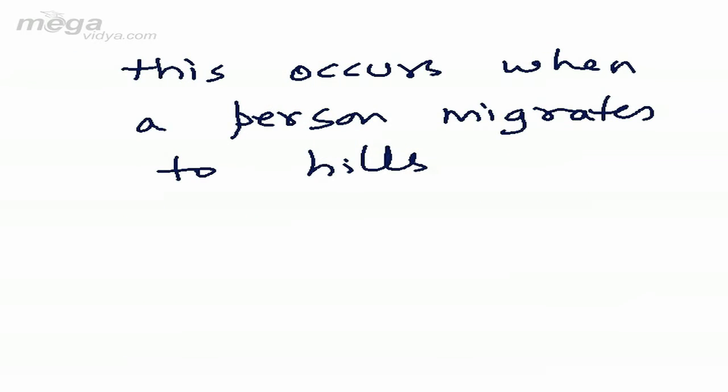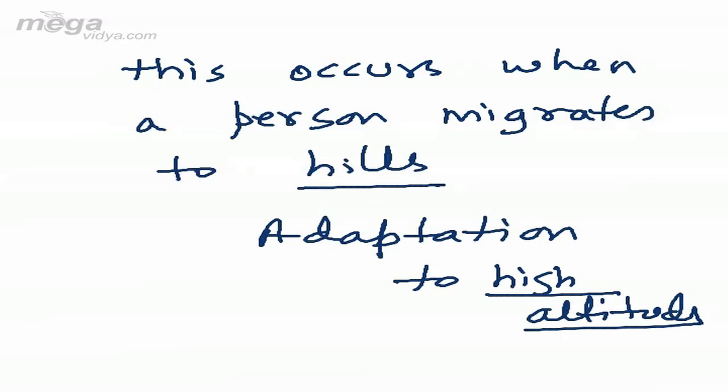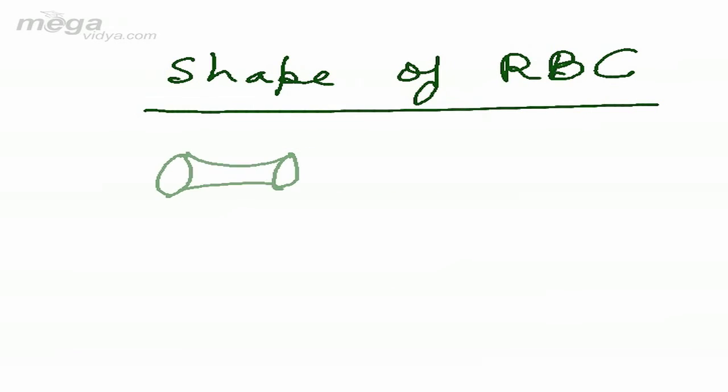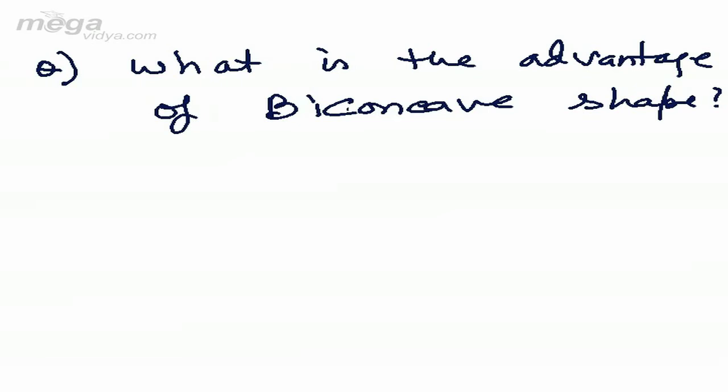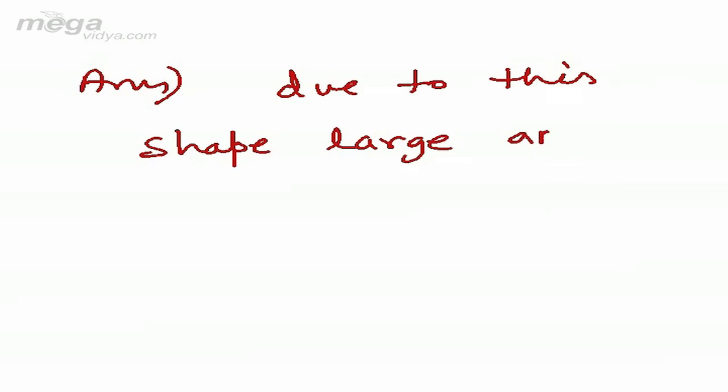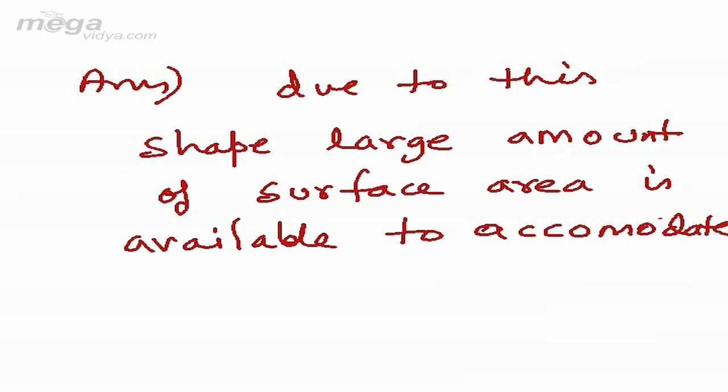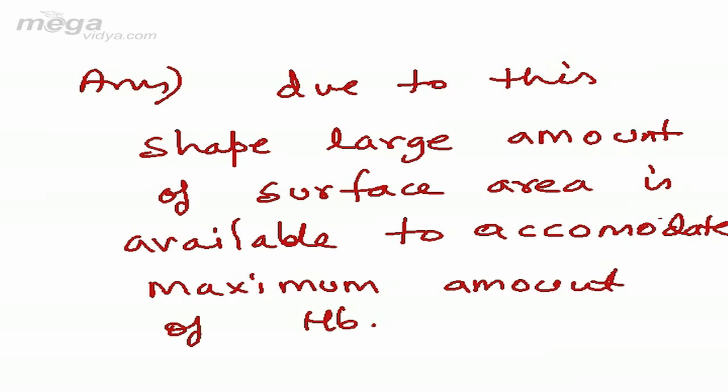This occurs when a person migrates to hills. This is a type of adaptation to high altitudes. Next we come to shape of RBC. Biconcave in shape. You can get a question on this. What is the advantage of biconcave shape? Answer will be, due to this shape, large amount of surface area is available to accommodate maximum amount of hemoglobin.